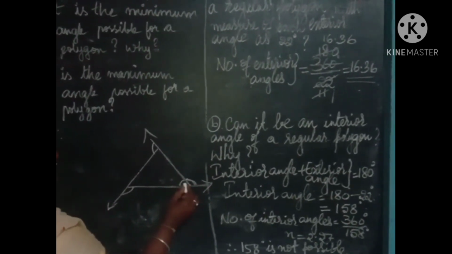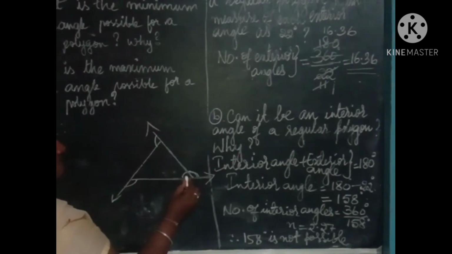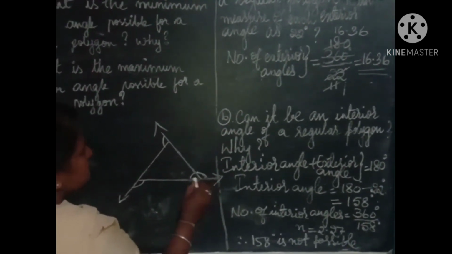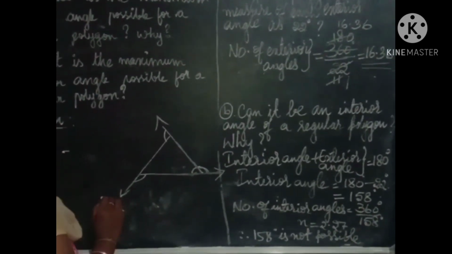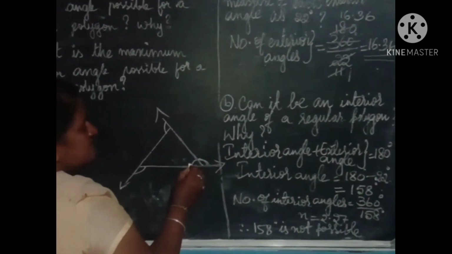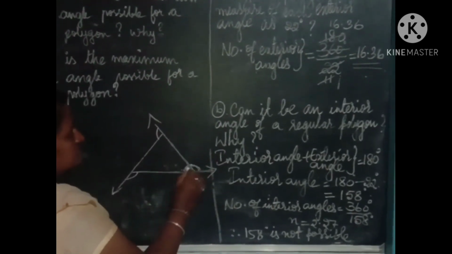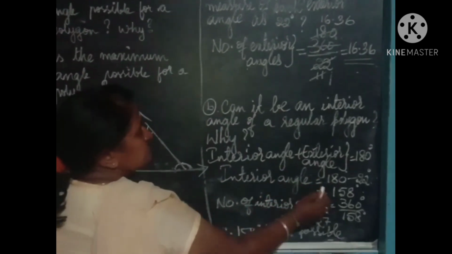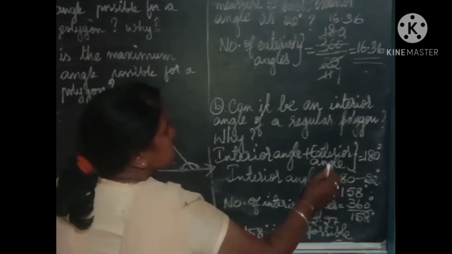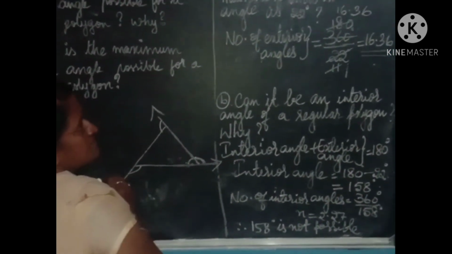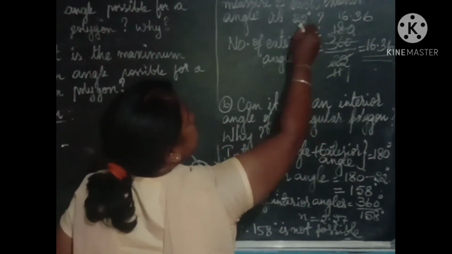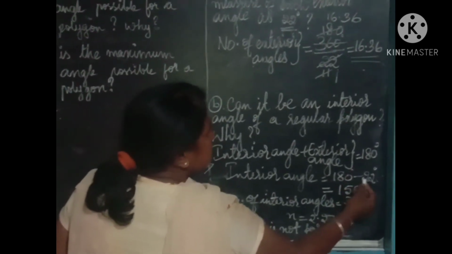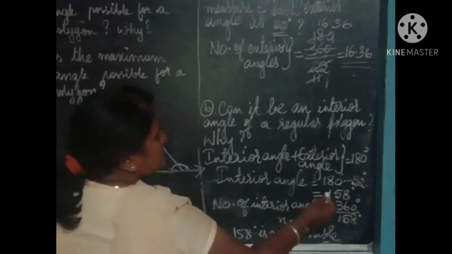So what type of angles? We can say linear pair. Because of the linear pair, the sum of these two is equal to how much? 180 degrees. So therefore we can write interior angle plus exterior angle is equal to 180 degrees. Now interior angle is equal to 180 minus the exterior angle they have given. How much is the exterior angle they have given? 22 degrees.